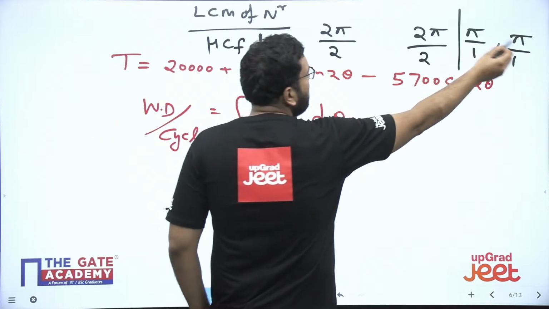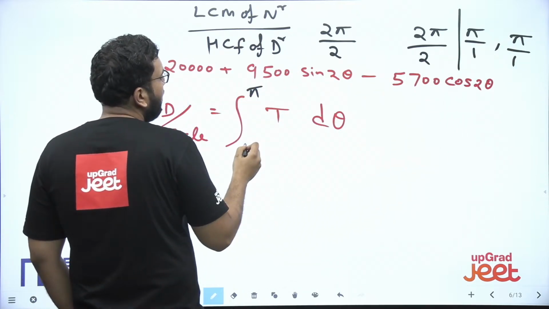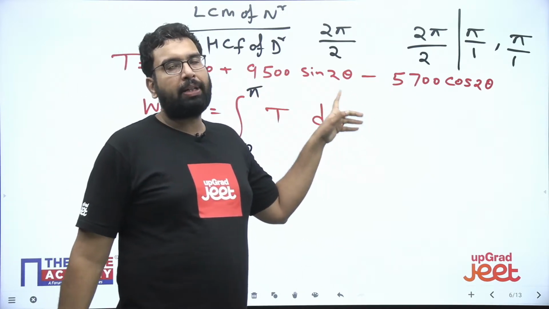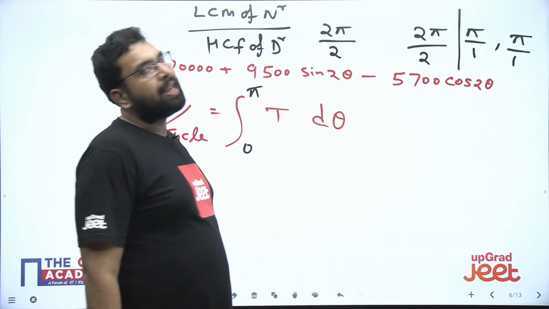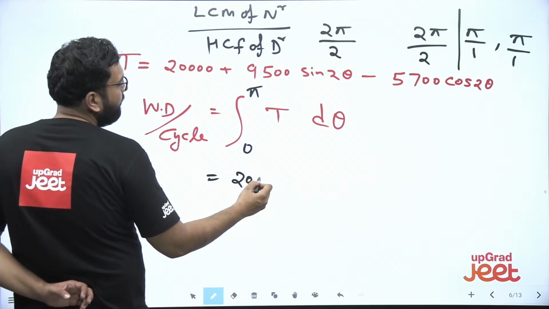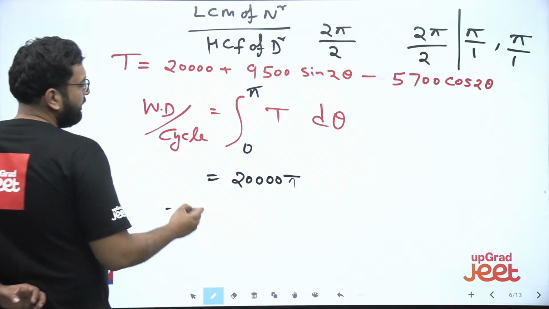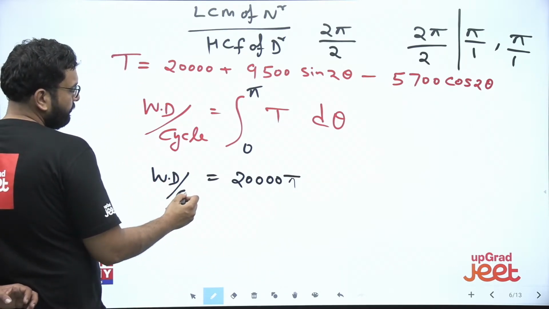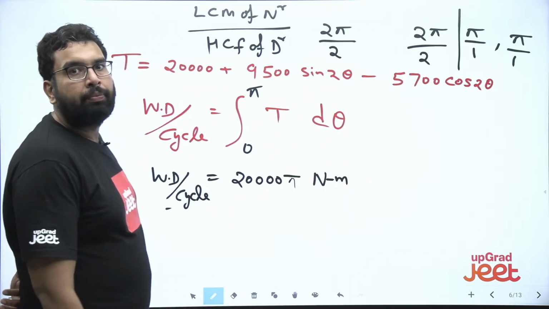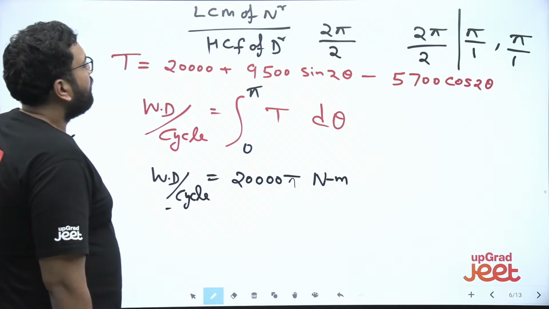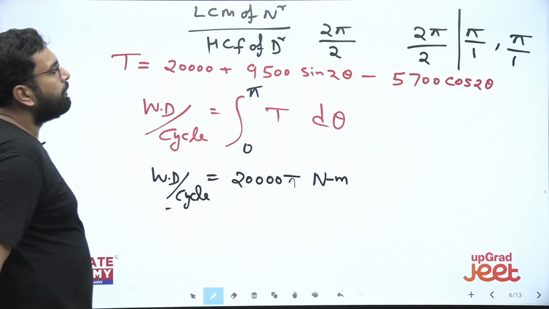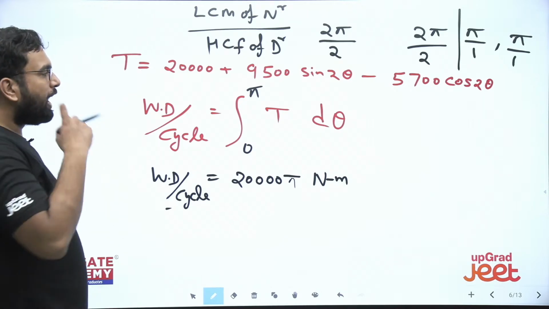So if we take the LCM of the numerator, we'll get pi, and the HCF of the denominator is 1. That means this function repeats itself after pi. From 0 to pi, if we integrate this, I'll get 20,000 into pi. Is this fine to you? Work done per cycle goes to 20,000 into pi, right? If we integrate it, I think we'll get the same thing. So we have got the work done per cycle.